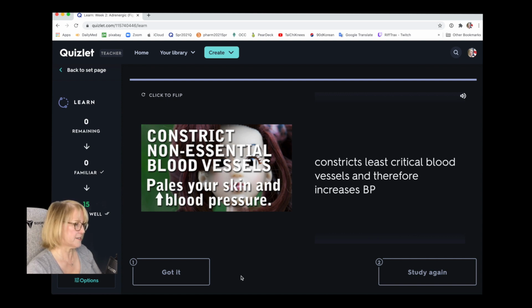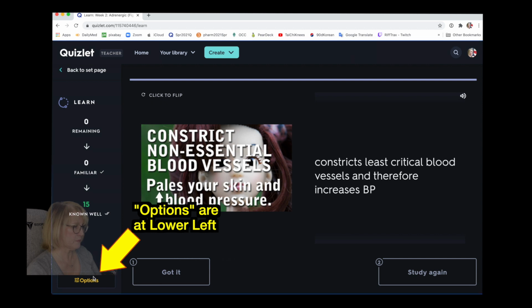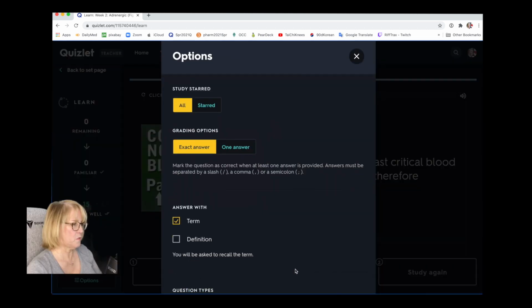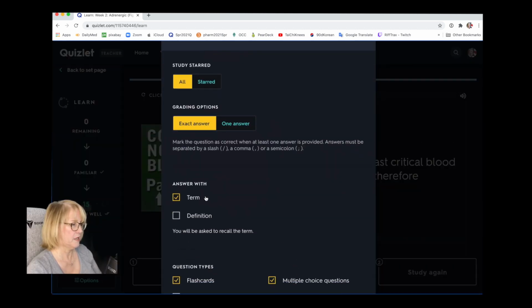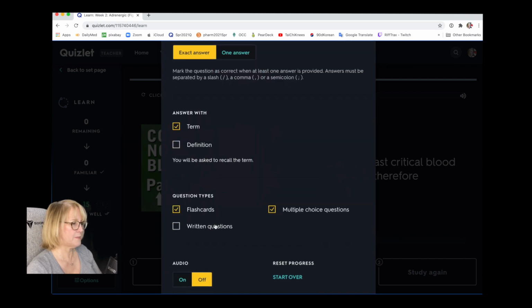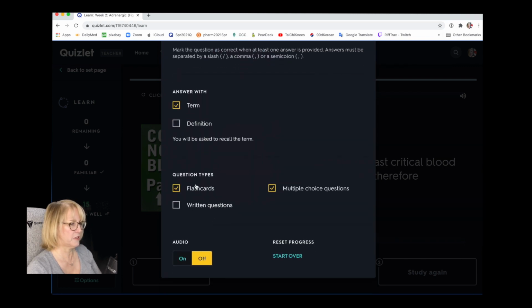So if you're doing the learning activity, you go to options, okay? And you can decide if you want to do term or definition. And then the question types you're going to want are flashcards and multiple choice. And you don't want written questions, okay? You can try it, but I'm telling you, you don't want that. So you're going to want the learning activity to be flashcards or multiple choice questions. Multiple choice questions aren't always going to work with everything. The biggest thing here when you're doing the learning activity is to uncheck written questions, okay?